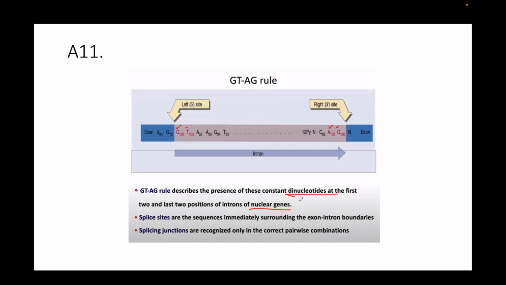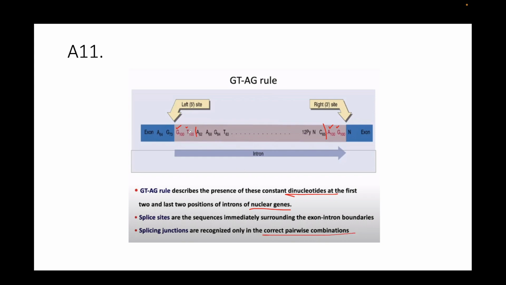So in case of nuclear genes, you will find these two dinucleotides as conserved regions at the splicing junction point. And splice sites are sequences immediately surrounding the exon-intron boundaries. Okay, so this is the splice site. This will be removed. This is the intron, and splicing junctions are recognized only in the correct pairwise combination.